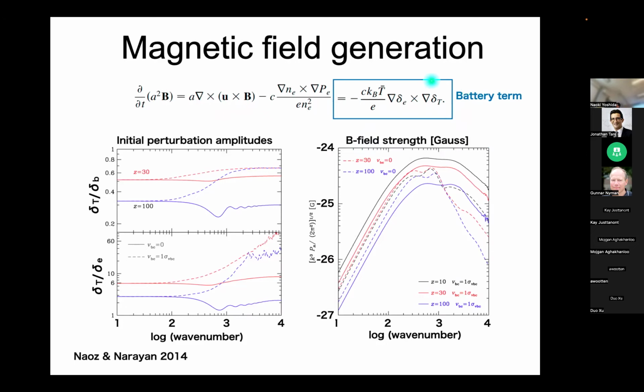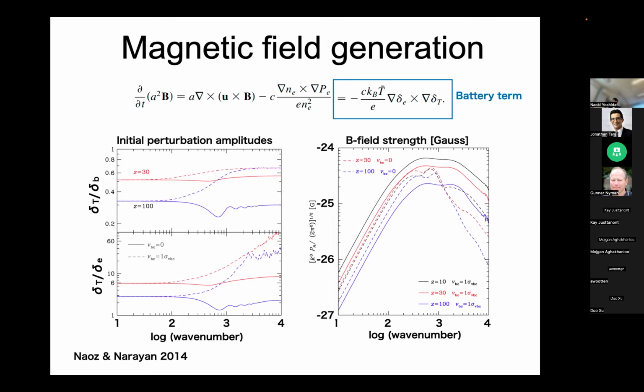So when the density gradient and the temperature gradient, or their respective distributions, are different or misaligned, then there is a battery effect generating a slight amount of magnetic field without invoking any exotic way in the early universe. Okay? So according to the calculation by Smadar Naoz and Ramesh Narayan, the produced magnetic field strength is up to 10 to the minus 25 or minus 24 Gauss at very early epochs, like let's say z of 30 or 100.